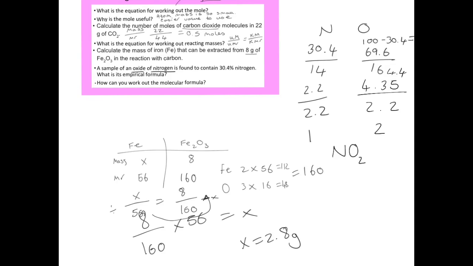How would you work out the molecular formula? They have to give you its Mr. So they might say the Mr is like 100. Work out the Mr of that, divide them, and it should give you a number that you can times it by, such as 3.